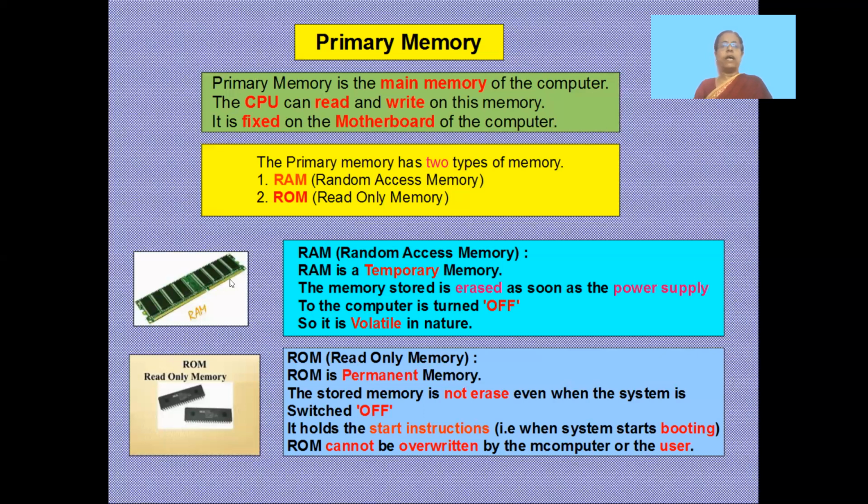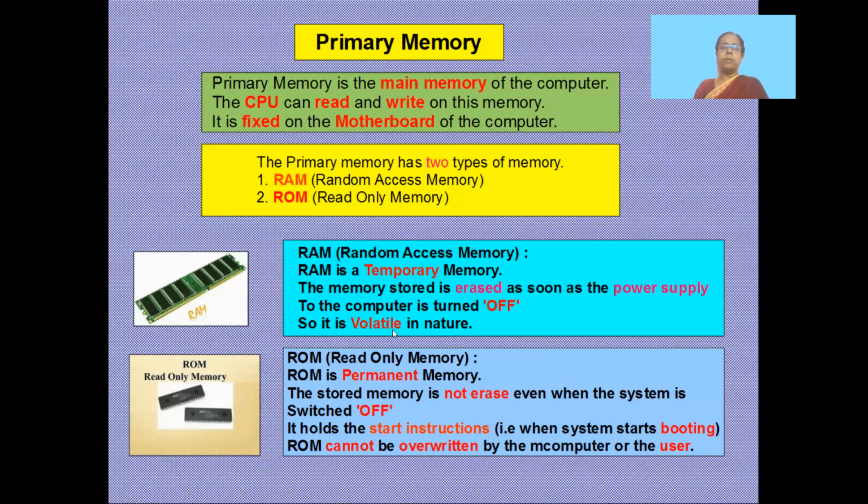Here's a picture of the RAM. This is how it looks. The random access memory is a temporary memory. Any information that you write on the system, when you switch it off, all the memory is lost, because right now the thing that you have just typed will be in RAM. So once the power supply of the computer is switched off, the memory is erased. So you can say that RAM is volatile.